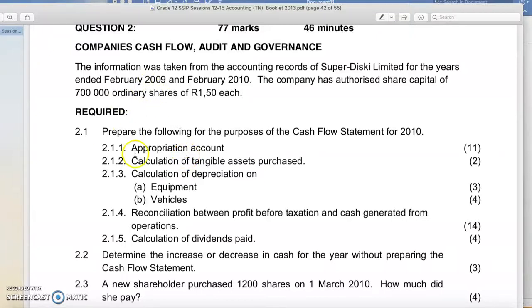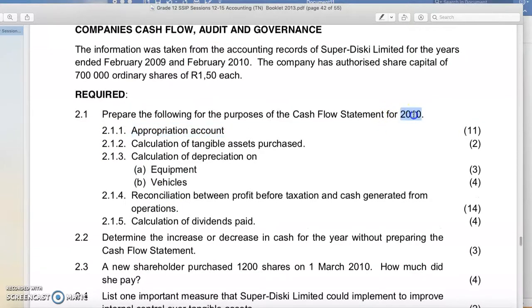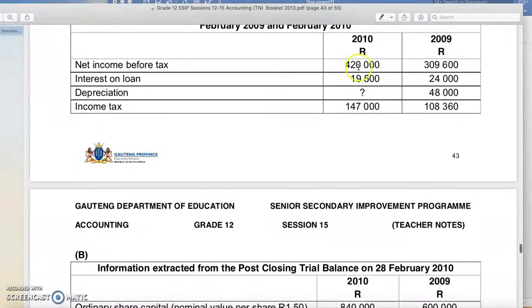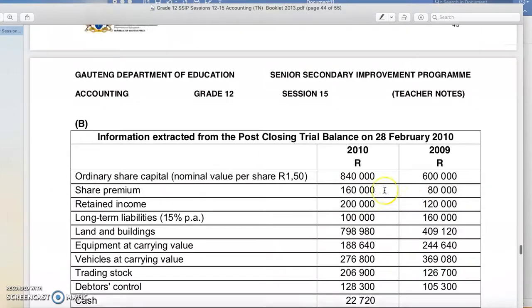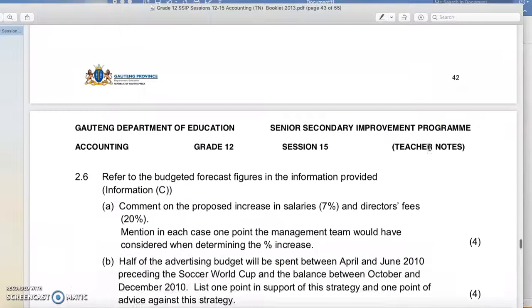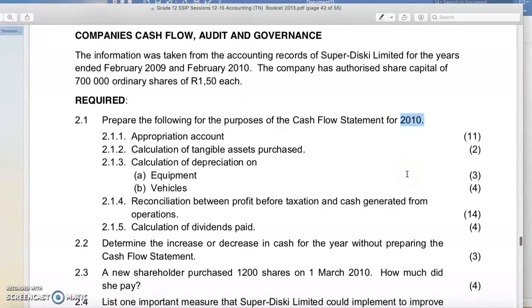Okay, so this is once again a question for today. And number one says we're looking at the appropriation account, and very, very important, for 2010. Usually when you deal with cash flow statements, they will give you details for 2 years because that's how you calculate the movement. And it can be very, very confusing for students on which figures to use. So make sure you double check. And today we're concentrating on 2010.